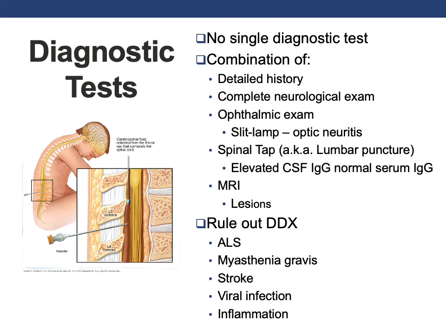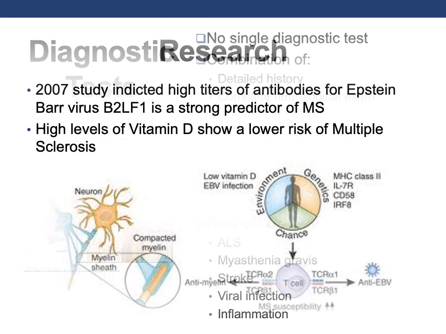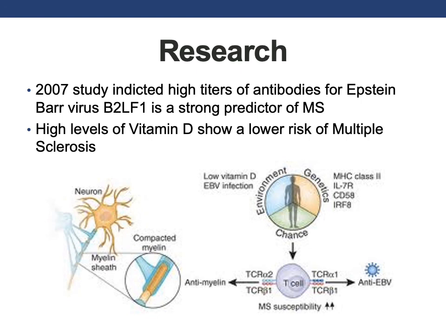Clinicians must also rule out other differential diagnoses such as amyotrophic lateral sclerosis, myasthenia gravis, stroke, viral infection, and inflammation. Research. A research study in 2007 indicated high titers of antibodies for Epstein-Barr virus, B2LF1, is a strong predictor of multiple sclerosis. Another research study suggests high levels of vitamin D show a lower risk of developing multiple sclerosis. That would have something to do with geographical risk, where they state that people that live further away from the equator do not get enough vitamin D.